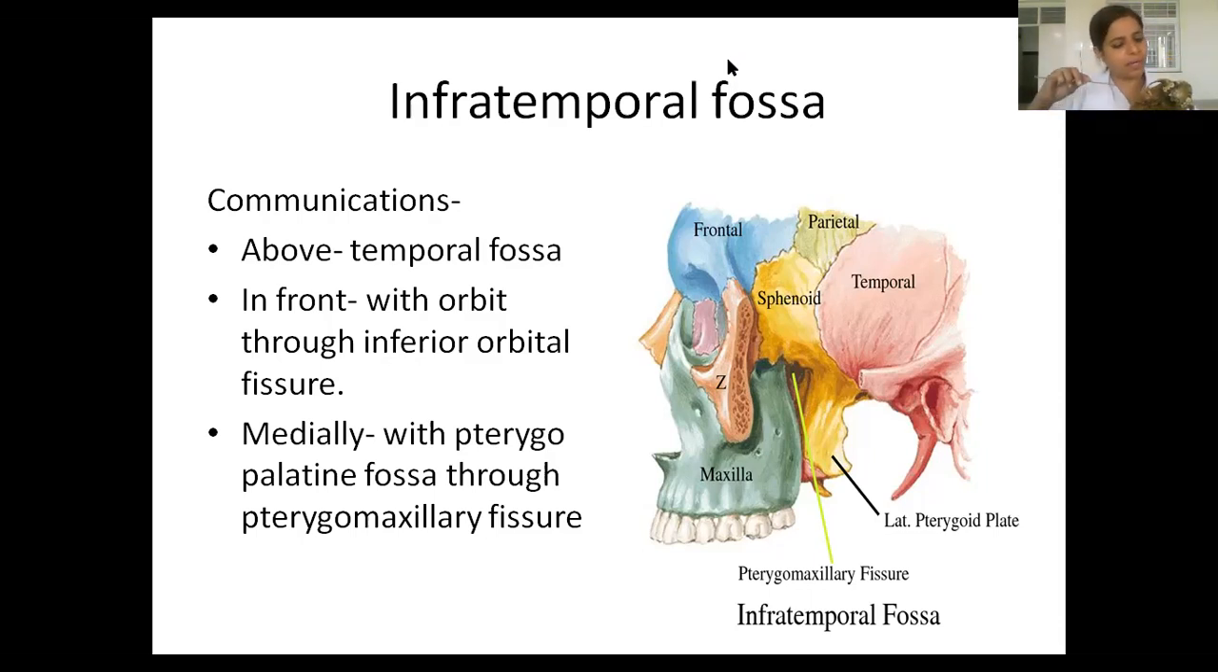Medially, what is this fossa I said between these two bones? Medially, it is communicating with pterygopalatine fossa through pterygomaxillary fissure. Okay, pterygoid plate, maxilla bone, pterygomaxillary fissure. If you pass the probe, you will lead into pterygopalatine fossa. So these are the communications.